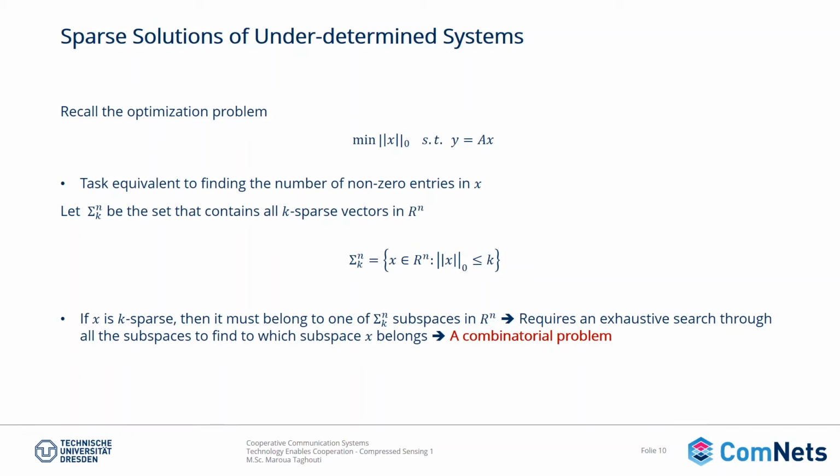So let us call Sigma_k^n the set that contains all k-sparse vectors in R^n, and you can see the definition mathematically below. So if x is k-sparse, then it must belong to one of these subspaces in R^n. But it's not an easy task to find this solution. It requires a very exhaustive search through all these subsets to find to which subspace x belongs. And this is a combinatorial problem that can cause computation problems if we want to bring compressed sensing into some applications.